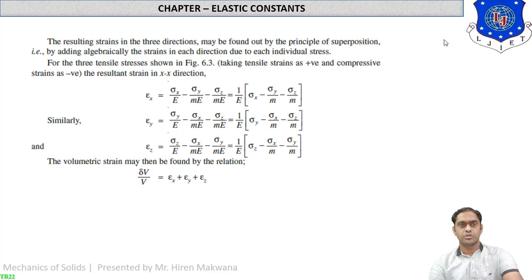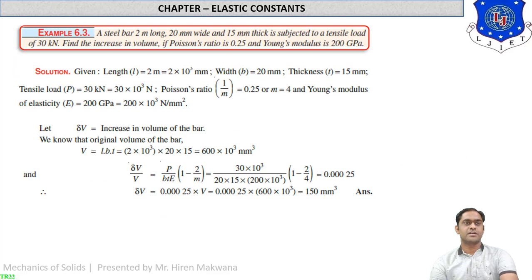Just concentrate on some numericals and then after we will discuss some theories also. We will conclude 90% of the syllabus of the subject mechanics of solids. So this is our last lecture. No other lectures will be posted after this. So concentrate on the last lecture, numerical number 6.3.